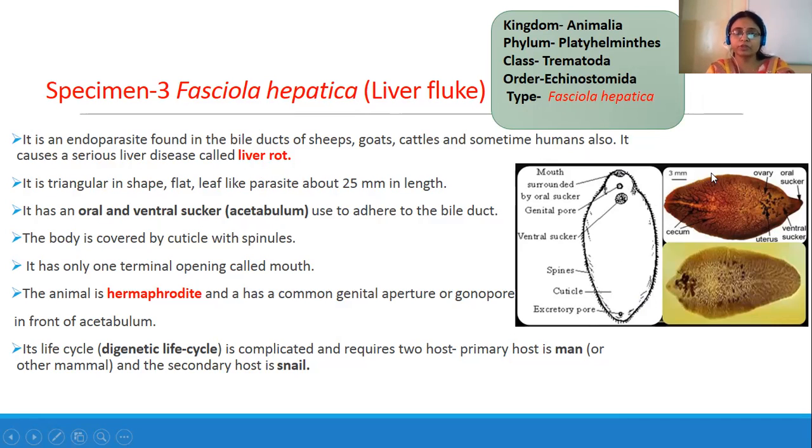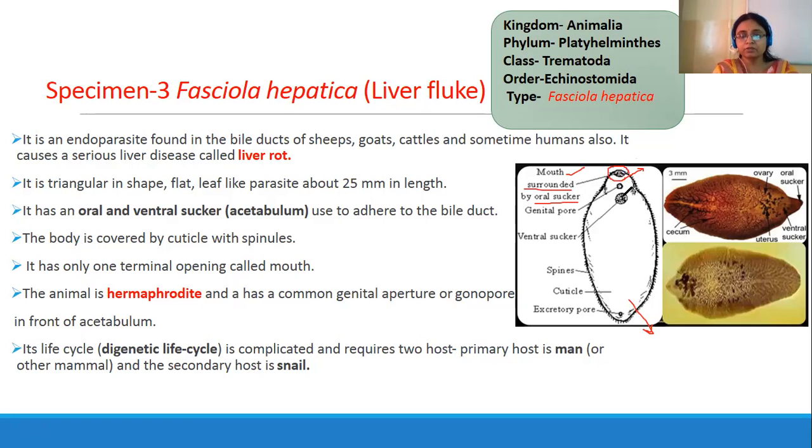So this is the body of this Fasciola. Here you can see a blade-like, leaf-like, flat triangular-shaped body it has. This is the anterior end, this is the posterior end. At the anterior end, a single opening is there, which is called the mouth. This mouth remains surrounded by an oral sucker, with the help of which it remains attached to the bile ducts of the liver inside the host body.